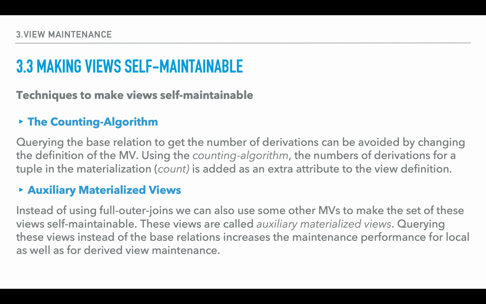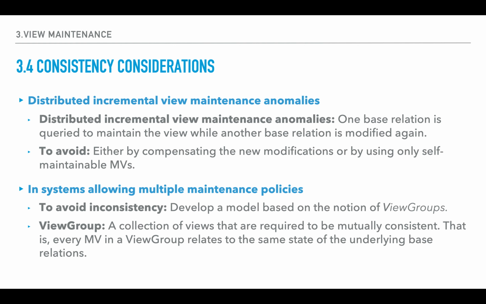The second is auxiliary materialized views. Instead of using full outer joins, we can also use some other MVs to make the site of these views self-maintainable. These views are called auxiliary materialized views. Querying these views instead of the base relations increases the maintenance performance for local as well as for derived view maintenance.